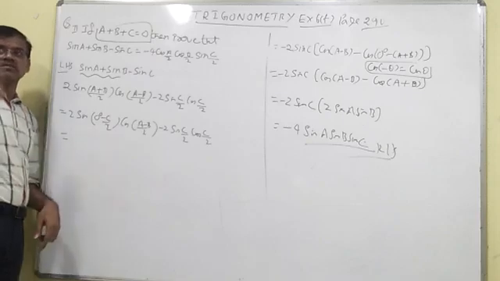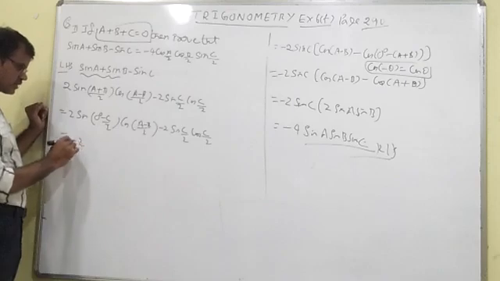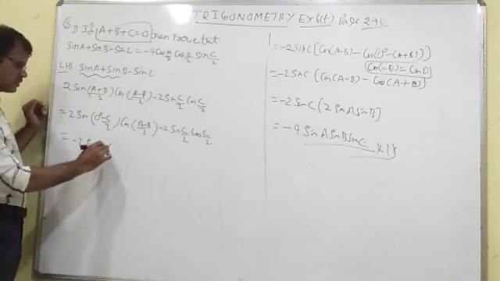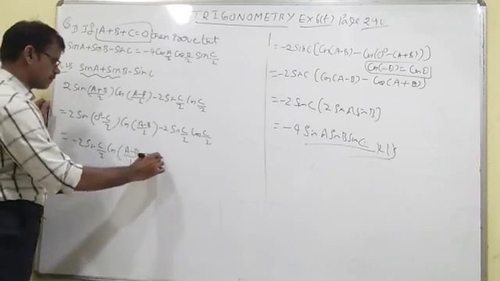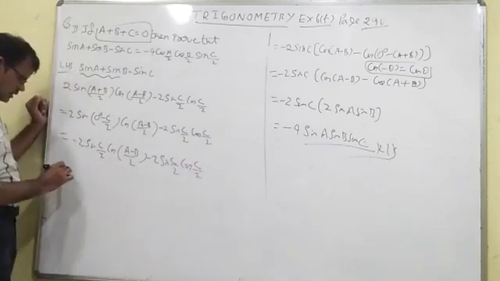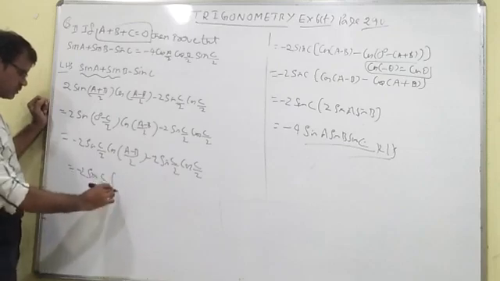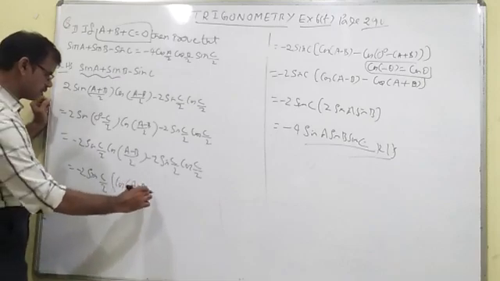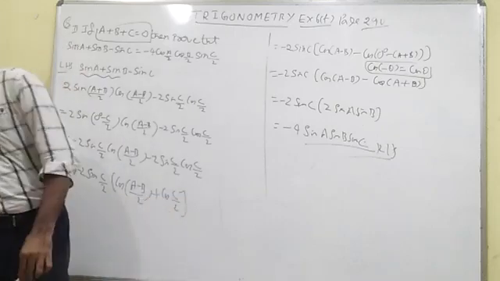Sin of minus theta is minus sin theta, not plus. For sin it is minus, for cos it is plus. So right here minus 2 sin C by 2 into cos of A minus B by 2 minus 2 sin C by 2 into cos C by 2. I think you can take common the value minus 2 sin C by 2. So within brackets you can write cos of A minus B by 2 plus cos C by 2.